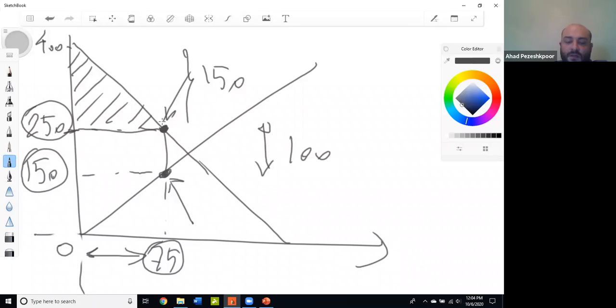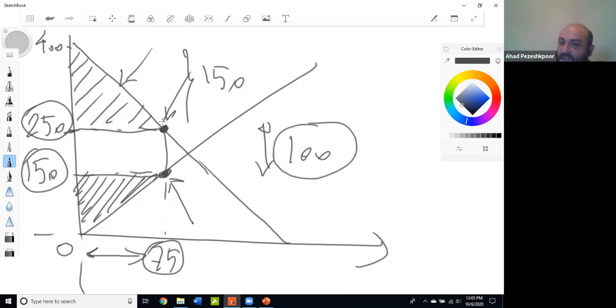That would be our consumer surplus, this area here. Now, the same method, you can find the producer surplus. You have 100 tax here. That is for every unit that is sold. 75 units are sold. If you pay $100 for each of these 75, how much money would the government gain?